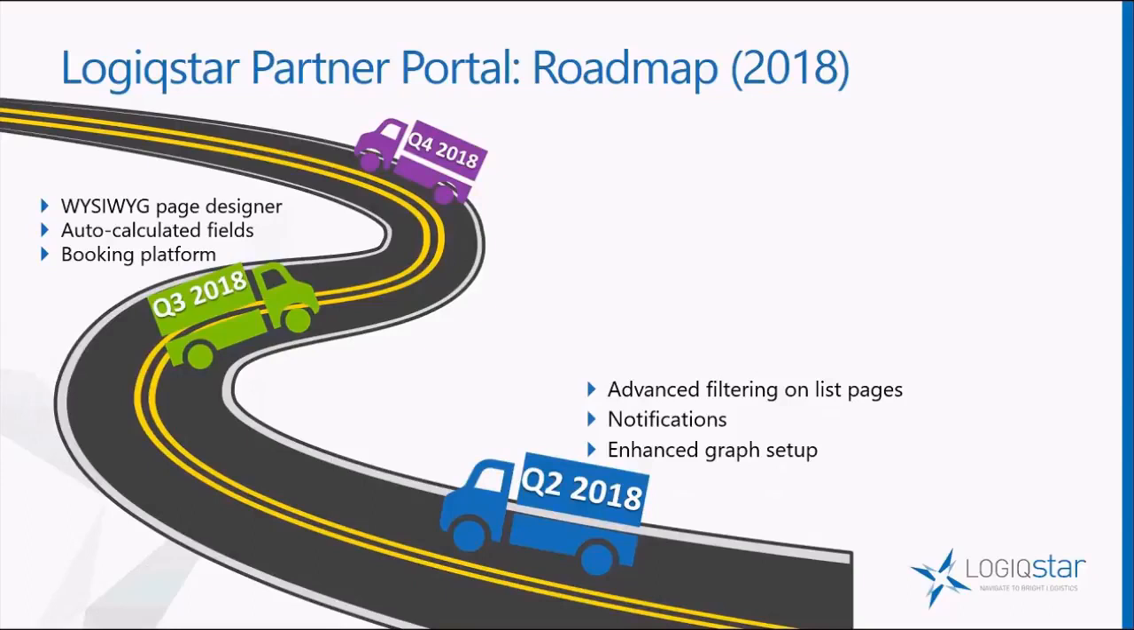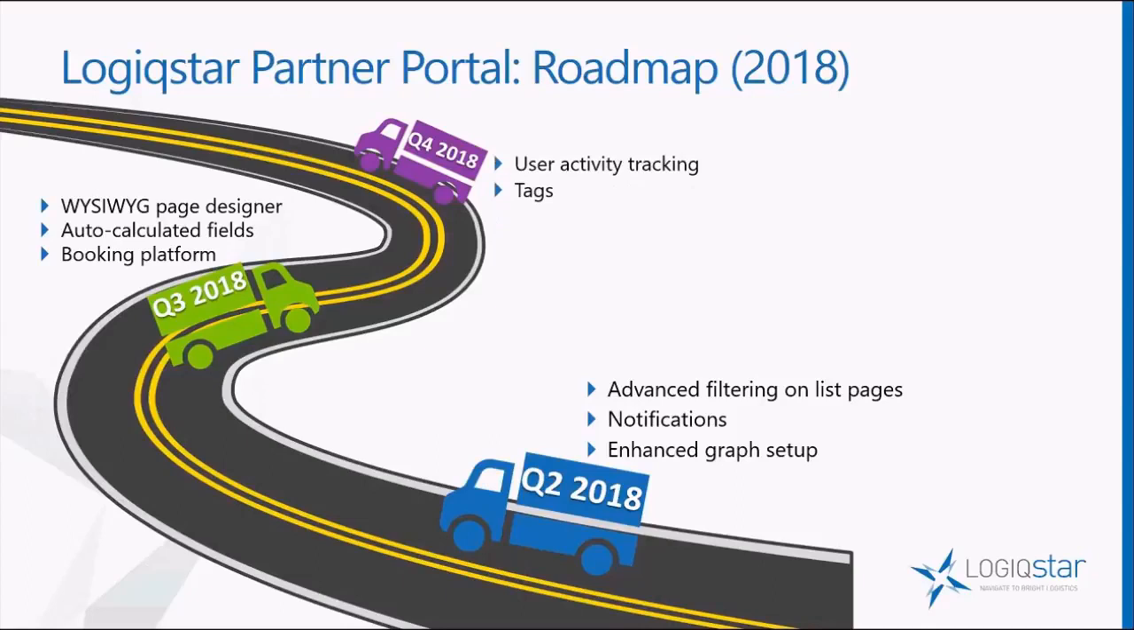And in addition to that, auto-calculated fields are going to be added. These are the fields that display the result of a calculation according to a specific formula. On top of that, a booking platform is planned to be added. This functionality will enable customers to get tariffs from Logiqstar, as well as create new orders directly from the portal.